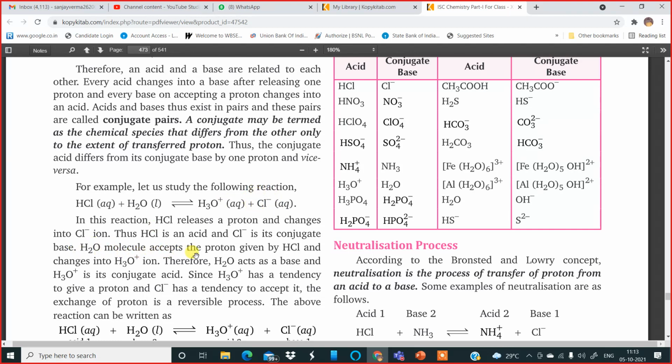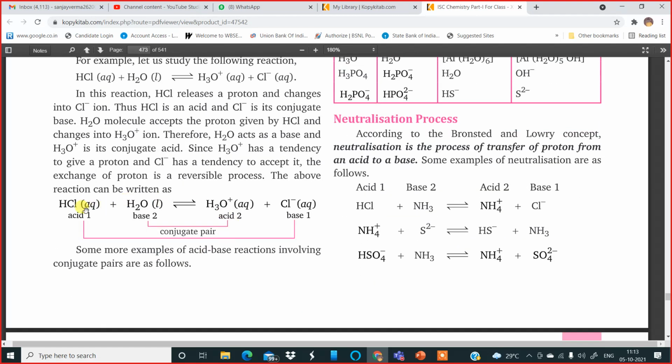The water molecule accepts the proton given by HCl and changes into H3O plus ion. Therefore, water is acting as the base and the hydronium ion is acting as the conjugate acid. So that is how you have to understand it. It has been explained in this diagram: Acid 1, conjugate base, Base 2, conjugate acid. So that is how you have to understand conjugate pairs.